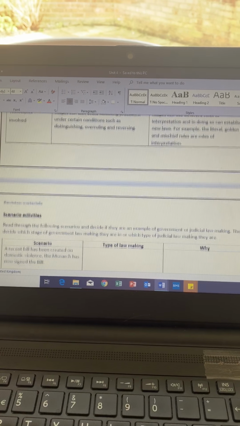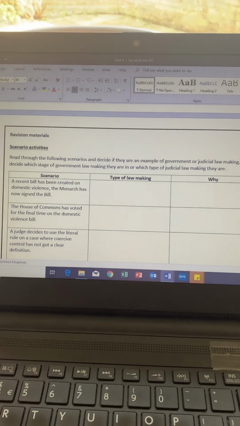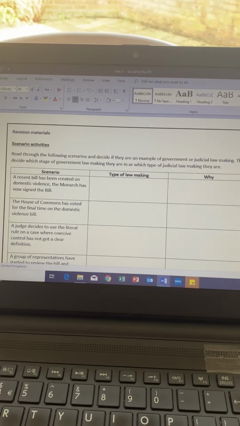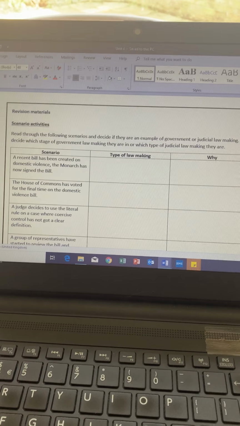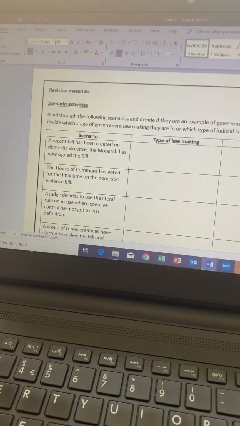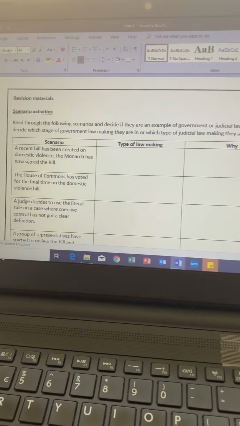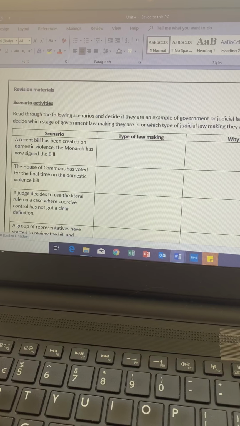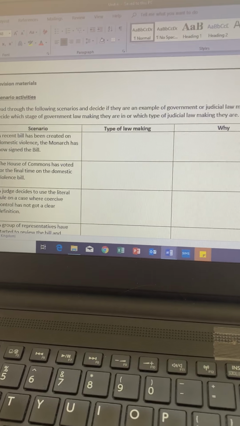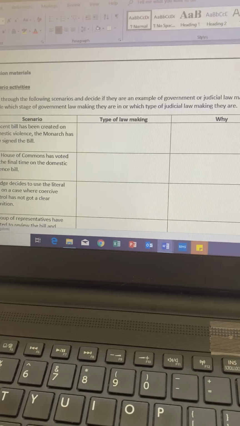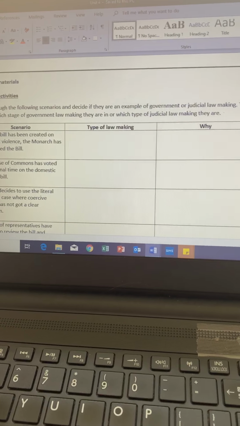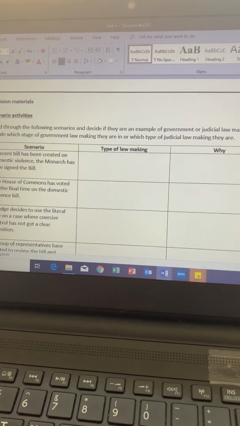So the little scenarios. The first one is parliamentary lawmaking. This one's quite obvious because it mentions the monarch. Remember, use the word monarch, not queen; you sound more intelligent. And it says she's now signed the bill. So it's parliamentary lawmaking, and your explanation is that it's the royal assent stage because the monarch has actually signed the bill. Remember, that's ceremonial because we live in a democracy, not a dictatorship.